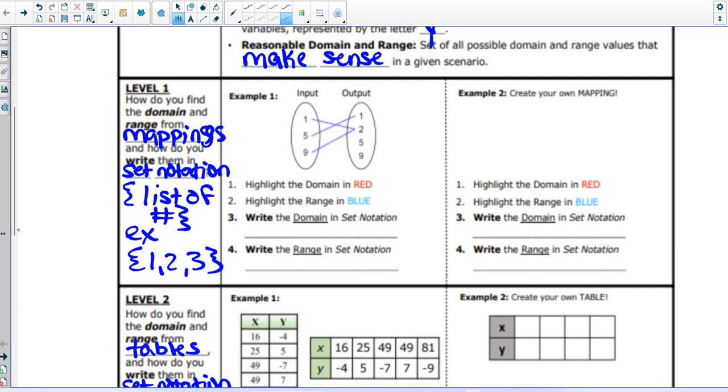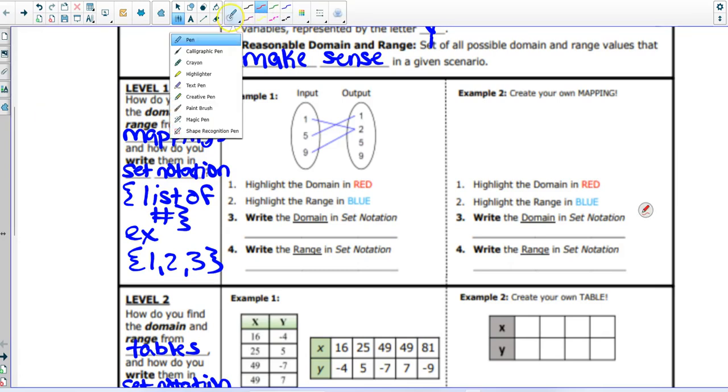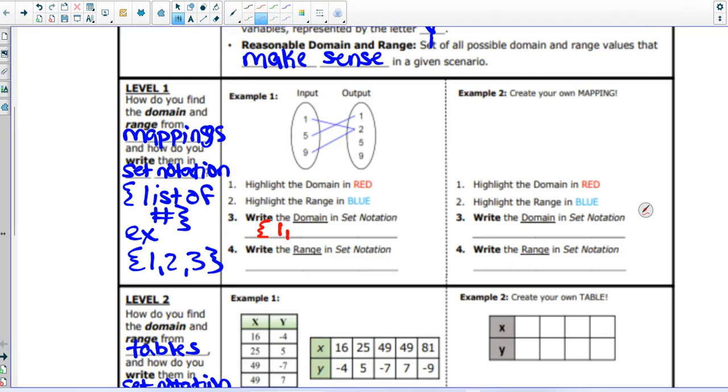This one here is called a mapping, where you have two ovals with numbers in both of them, and you have lines going from one side to the next. Our input, that is all of our domain, because it says so up top. I am going to write them in red. Those are all my inputs, and I just write that in set notation. So 1, 5, and 9.